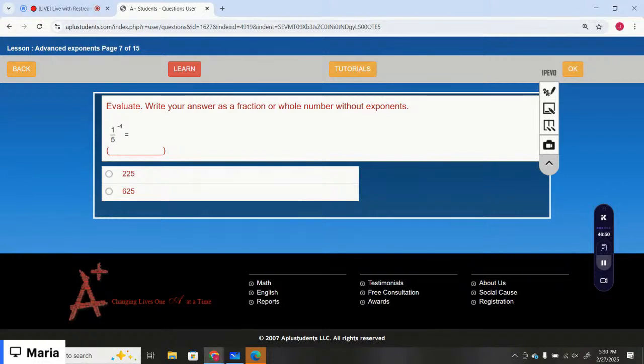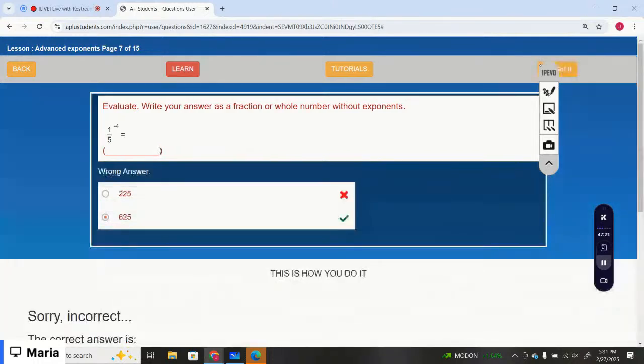Evaluate 1 divided by 5 exponent negative 4. That is 225. Option number 1 is the correct option. 25 times 25 is 625, not 225. That is 625.